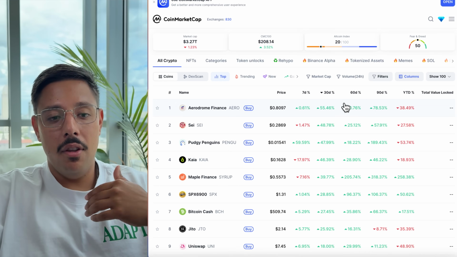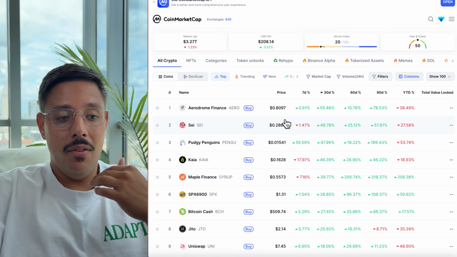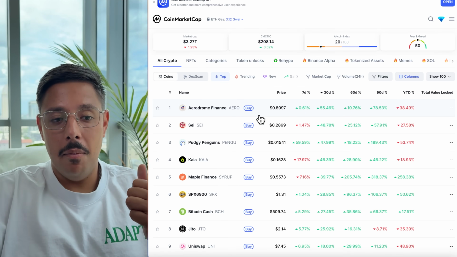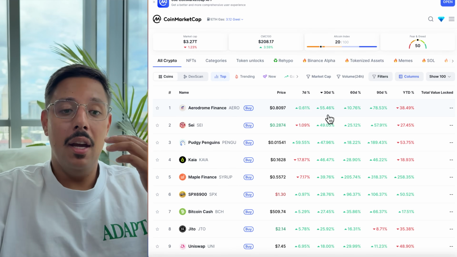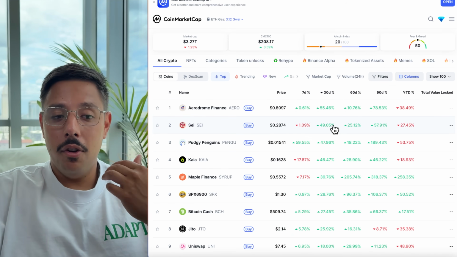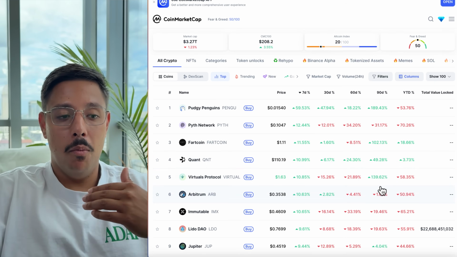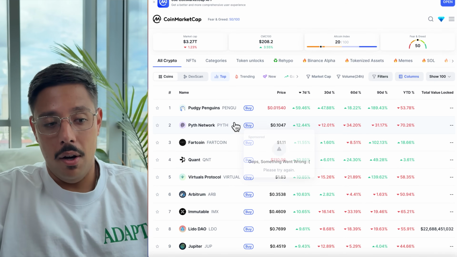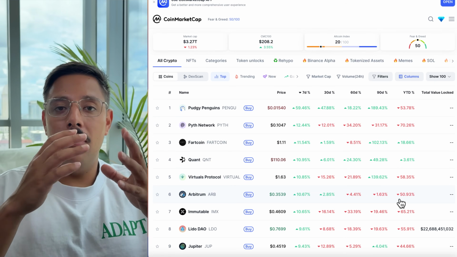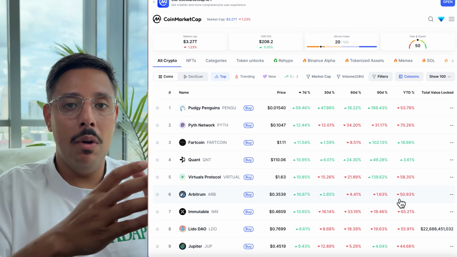And then we can look at the last 30 days. Aerodrome Finance, this is DeFi. I've been talking about this for a very long time. Made a lot of money off Aerodrome Finance. And again, same thing. We know in the last 30 days, these coins have done well. So this is more recent. Pudgy Penguins, what's going on, right? And so this gives us kind of a standard of excellence when we're researching coins.